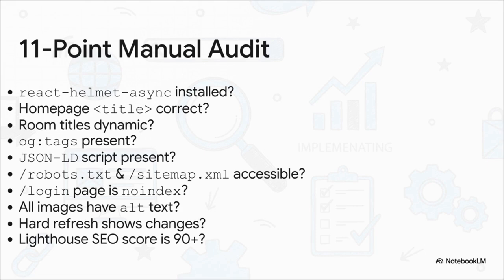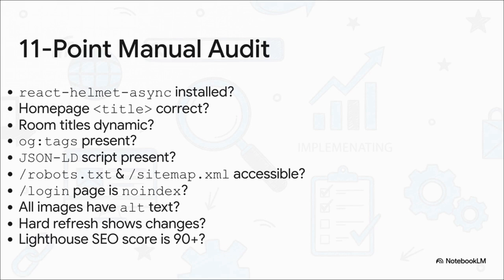Number 2, check the home page's title tag in DevTools. Make sure it's descriptive and contains your main keywords. Number 3, confirm that the room detail titles are dynamic. Click between two different rooms and watch that title tag change in the Browser tab. This proves each page is unique. Number 4, ensure OG title and OG description exist in the page's head. These open graph tags control how your site looks when shared on social media.